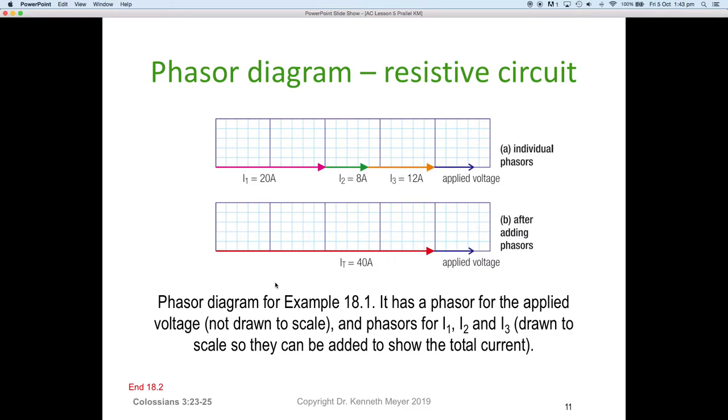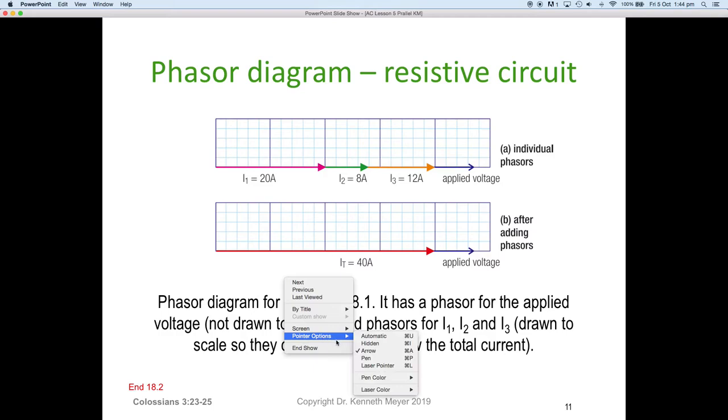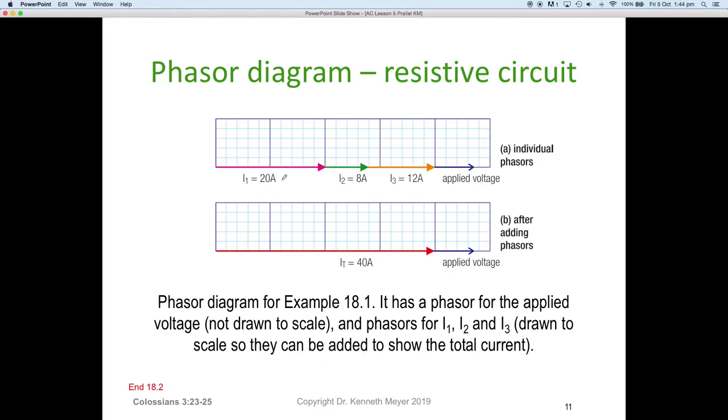So here's our phasor diagram. They've actually jumped a step on us, so I'm going to take us back a little bit. You can see here the 20 amps, they've topped and tailed straight away up here. But the reality is the 8 amps actually comes from the origin here, and the 12 amps also. I'll just draw it in parallel here. The 12 amps also comes from the origin. So what they've done is they've just top to tailed them straight away.